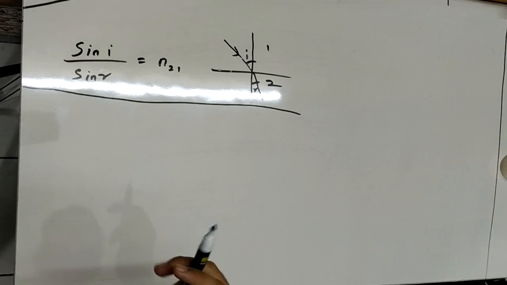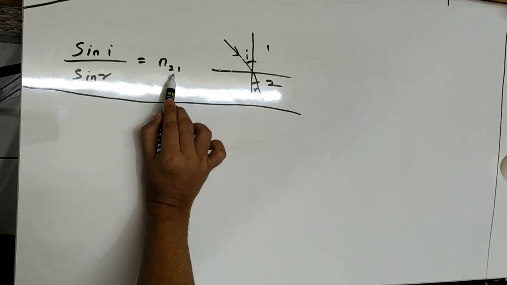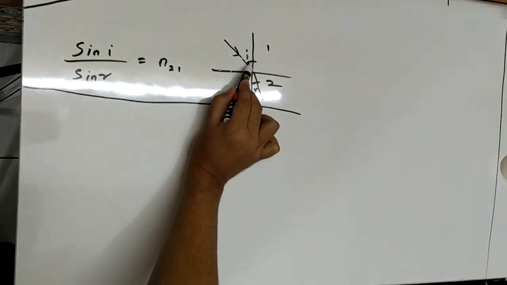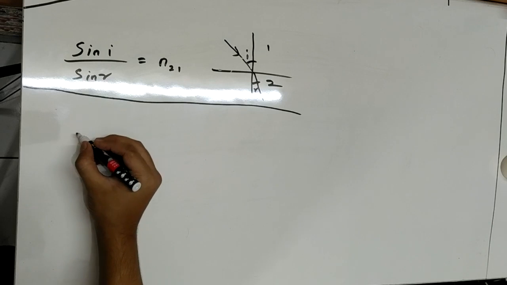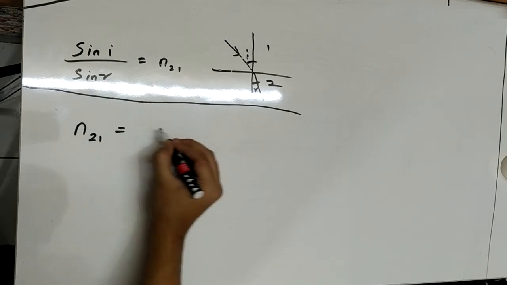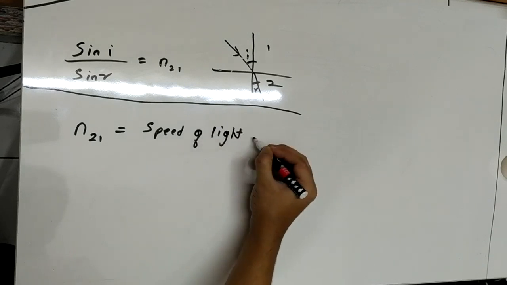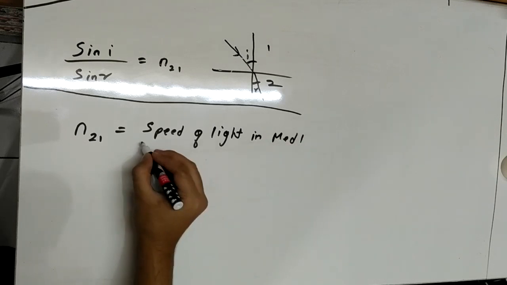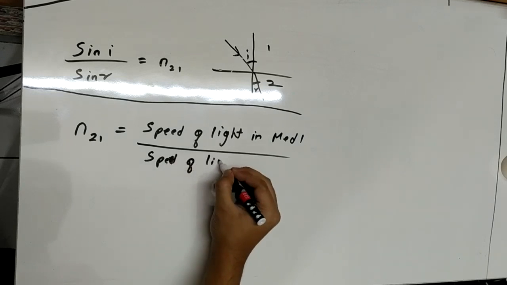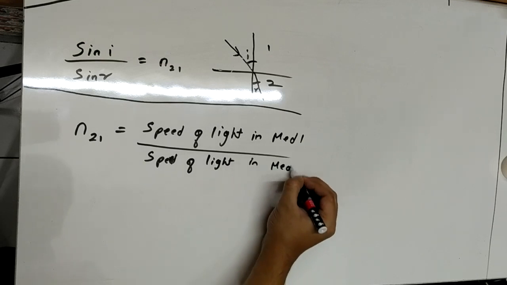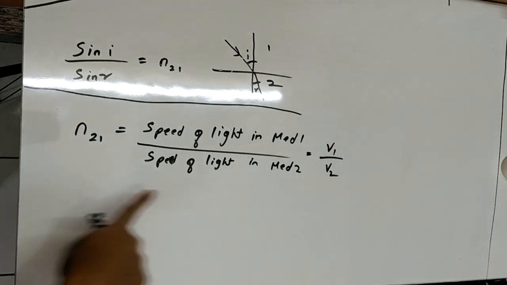Now we have looked at the refractive index formula, that is sin i by sin r equals n21, from the diagram where incidence is happening in medium 1 and refraction is happening in medium 2. This we have seen. Now we will see one more formula. n21 is equal to speed of light in medium 1 divided by speed of light in medium 2, which is equal to v1 by v2. This is one more formula.